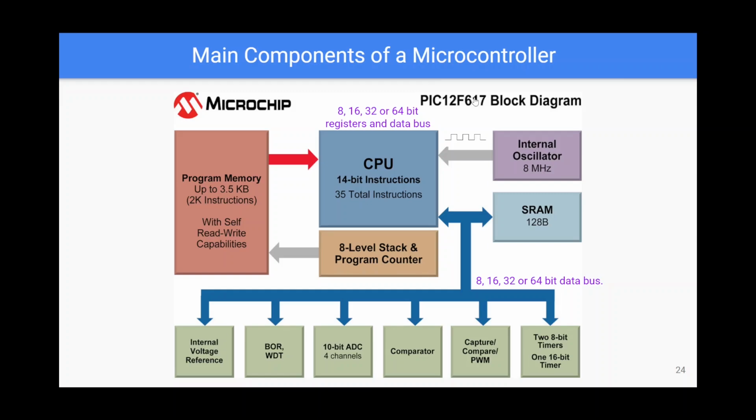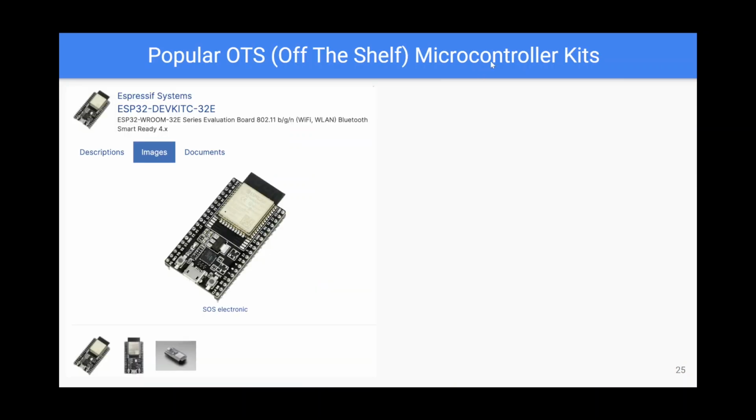Okay, let's go to the next slide. This slide shows the popular OTS, which stands for off-the-shelf microcontroller kits. This is Espressif Systems. I really like this kind of kit. They sell modules or kits like this, and I have used both. I have used the modules, and I've also used kits for commercial industrial applications. What are the key advantages? It's an all-in-one scenario.